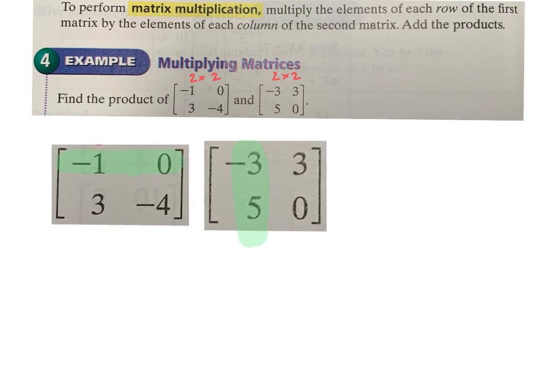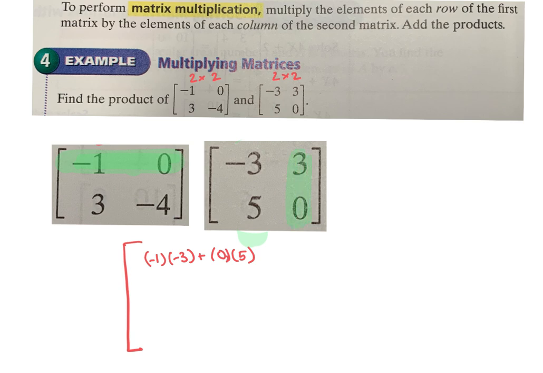Element by element. So we're going to take -1 times -3, and then 0 times 5, and we're going to add those up, and that will be the first element of my new matrix. So in my answer matrix here, I'm going to say -1 times -3 plus 0 times 5. And that will be my first element. And then I'm going to do exactly the same thing using the same row and the second column.